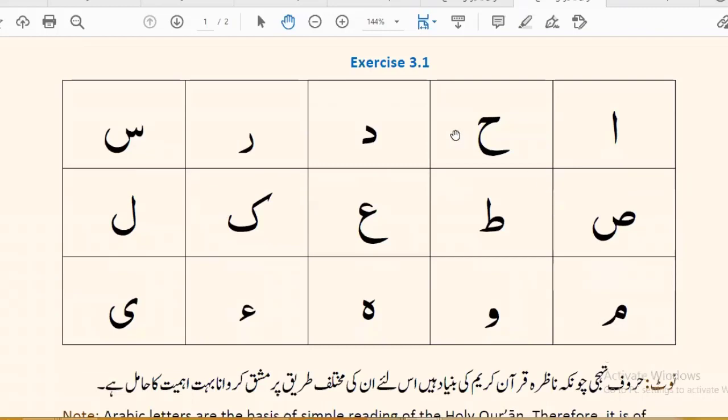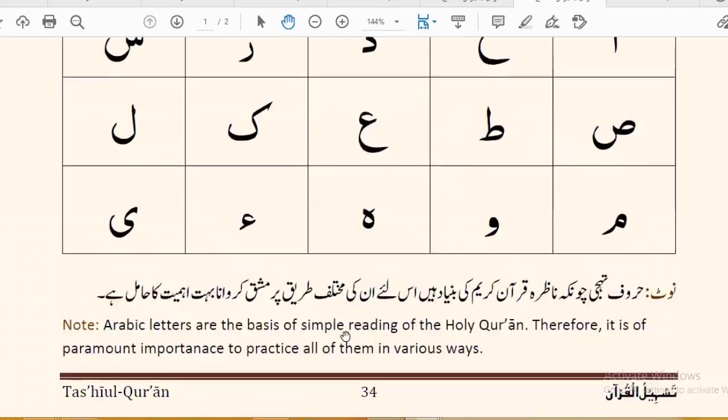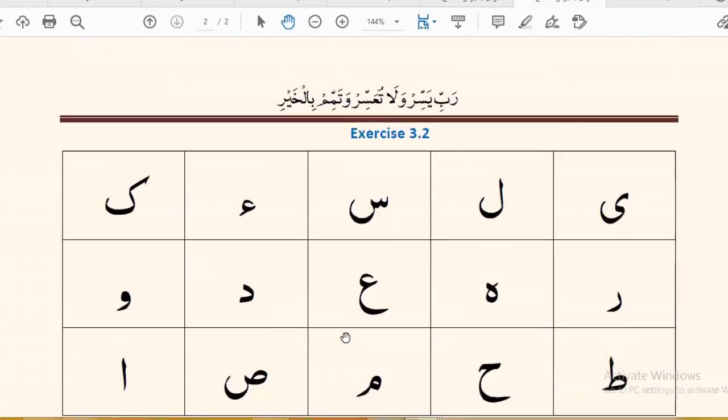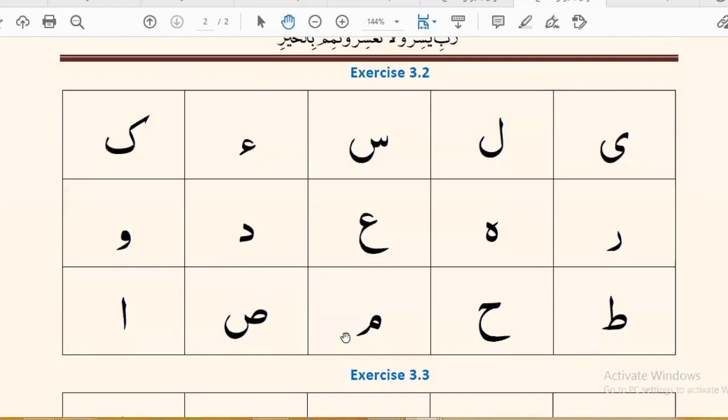Let's go down. Now, this was exercise 3.1. And let's look at exercise 3.2. Again, in this exercise, we can see that we have all the letters found in the Arabic alphabet of the Holy Quran where there is no dot on the letters. So really familiarize yourself with these letters, because these are letters that have no dots on them, and that's how we can recognize them.